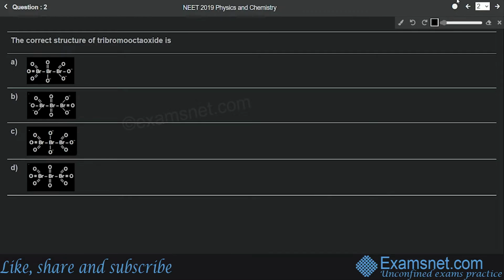Alright, now next question is from the chapter P block elements, and the question is the correct structure of tribromo octaoxide is. So tribromo, that means 3 bromine atoms are there, and octaoxide means 8 oxygen atoms are there. So 3 bromine and 8 oxygen atoms should be there, right? Now another important thing to note about tribromo octaoxide is that it is a neutral molecule. Now what does this mean? It means that it does not carry any charge. So no charge is there.